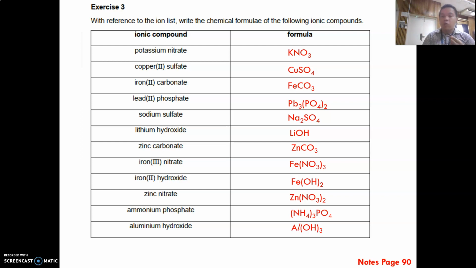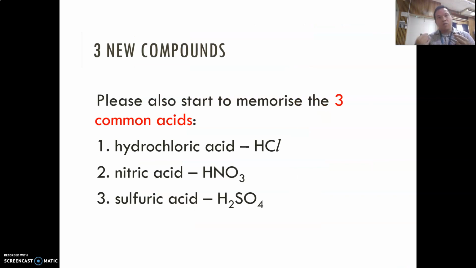After this, I also want to introduce 3 new compounds because we're going to move on to acids and bases very soon as well. You have learned about these acids before in Sec 2: hydrochloric acid, nitric acid, sulfuric acid. We didn't talk about chemical formulas in Sec 2, but once you go to Sec 3, these 3 will come up very frequently. So you need to memorize that hydrochloric acid is HCl, nitric acid is HNO3, sulfuric acid is H2SO4. Today you have learned polyatomic ions and formula writing, and this is just 3 more compounds on top of that.